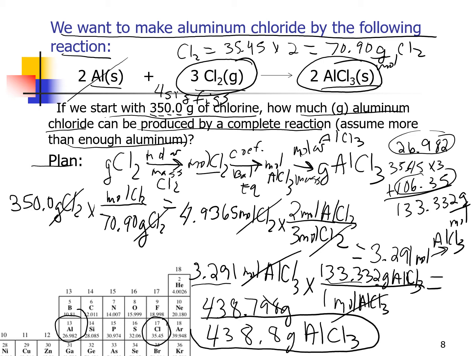So that tells us if we start with 350 grams of chlorine, we undergo this reaction, we can produce 438.8 grams of aluminum chloride. And as I said earlier, this is really important in industry, because if you're a company that makes aluminum chloride and you have a customer that comes to you and says, I want you to make 438.8 grams of aluminum chloride, you need to know how much reactants you need to buy in order to make the product that your customer is desiring. So this is very important and something that's really useful in the real chemistry world.